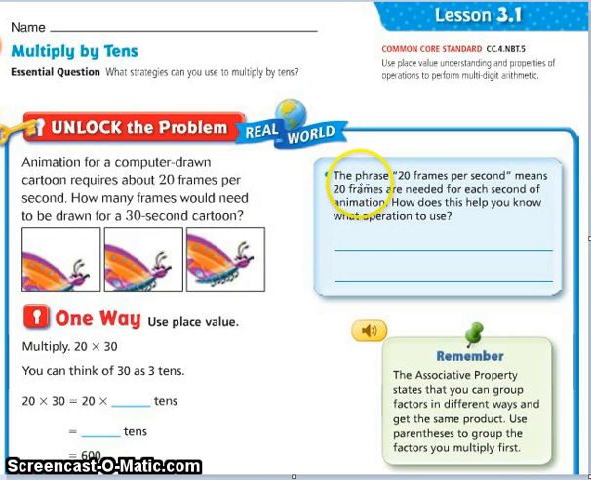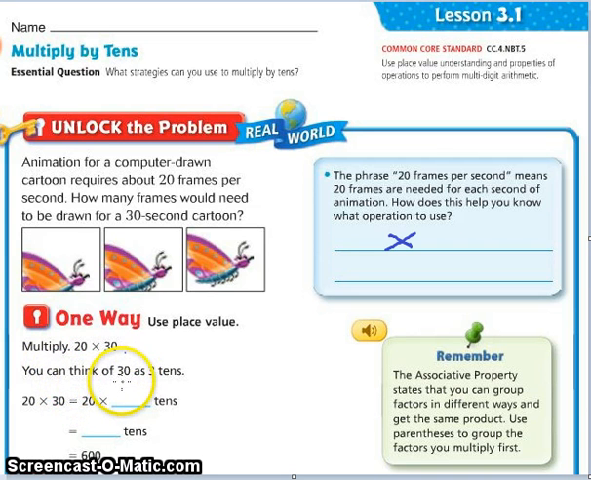Well, what this actually means is the phrase 20 frames per second means 20 frames are needed for each second of animation. How does this help you know what operation to use? I think the words per second are going to tell us we need to multiply. So let's use place value. That's one way. Well, we can multiply 20 times 30.